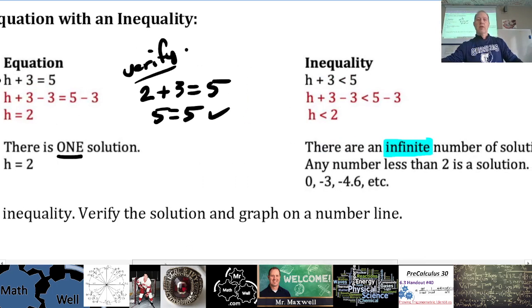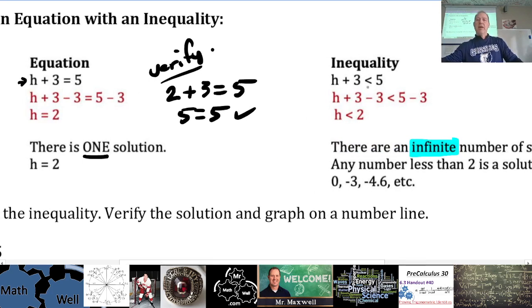I'll try to have both up on the screen so you can see. I would isolate for h, just like I did before, which means I subtract 3 from both sides. Therefore, plus 3 minus 3 gives us 0, so that's going to be h plus 0 on the left side. And I have 5 minus 3 is 2 on the right side. And the sign here stays exactly the same. So if it's a less than sign at the beginning, it just stays a less than sign.